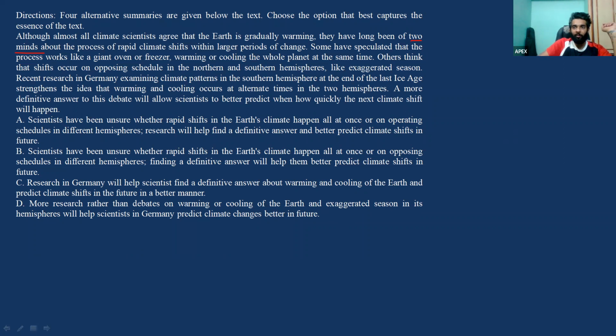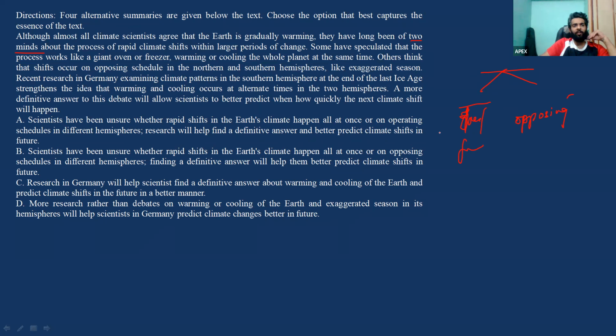So now this is a para summary kind of question. Some have speculated that the process works like a giant oven or freezer, warming or cooling the whole planet at some time. Others think that... So there are two branches of people giving contradictory explanations. One is the oven or freezer, and the second is opposing schedules, all the time.